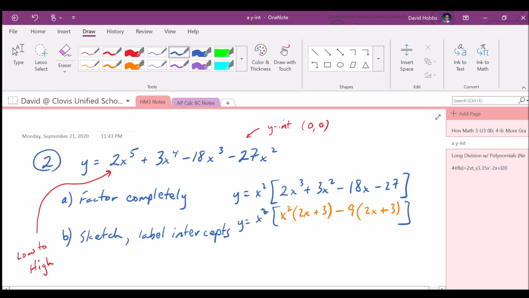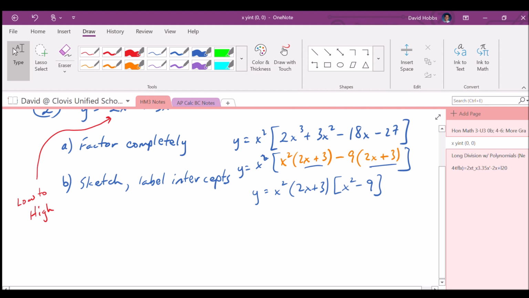Okay, now there is a GCF of 2x plus 3, so we'll bring that out to go with the x squared. So y equals x squared times 2x plus 3. And what's left behind? X squared minus 9. Well, x squared minus 9, that factors as a difference of squares. So y equals x squared times 2x plus 3 times x minus 3 times x plus 3. Okay, so there's the factored completely.